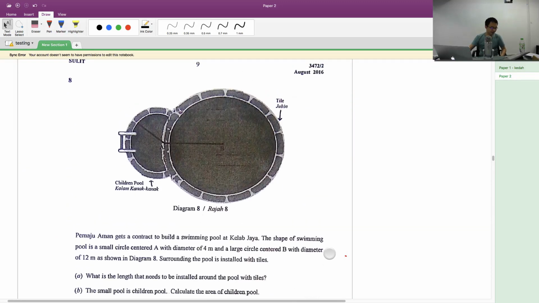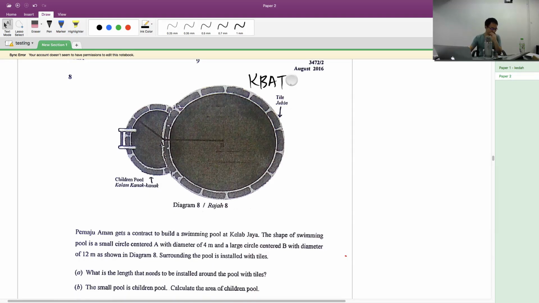Okay, let's go to this question. This is another hot question also. Because as what I heard, the KBAT question should be 20%, but if you see this paper, it's up to 40 to 50%, which is the KBAT question.